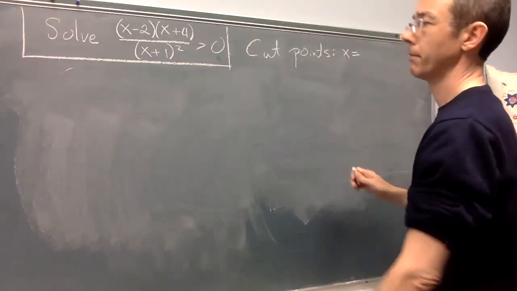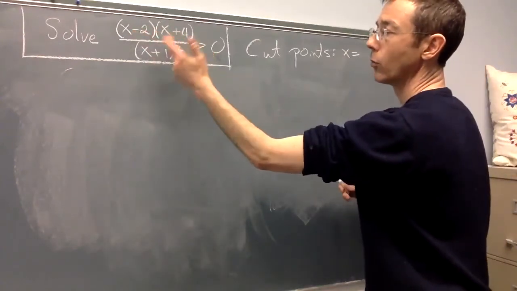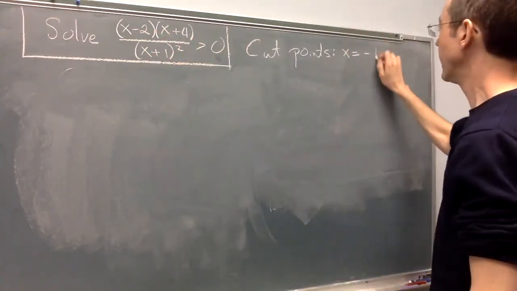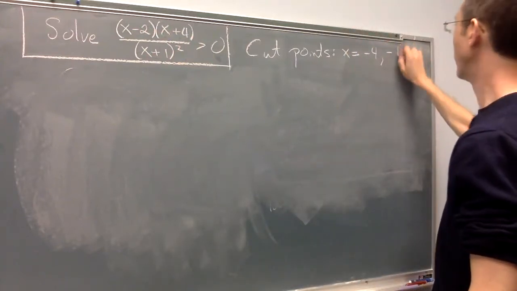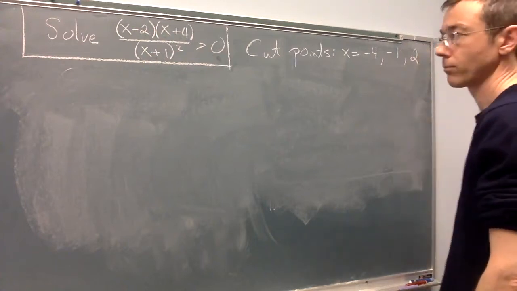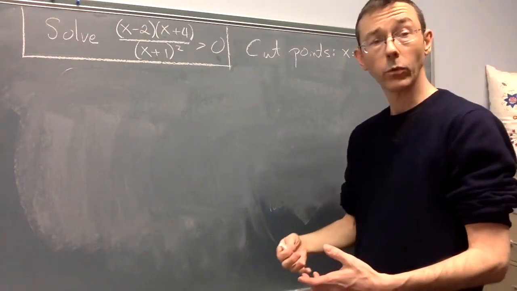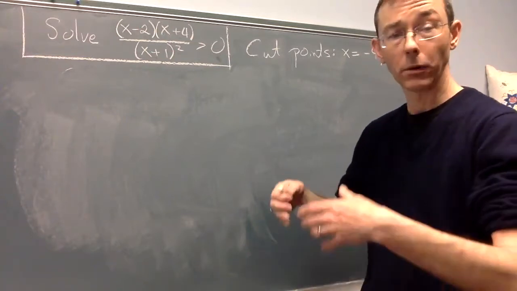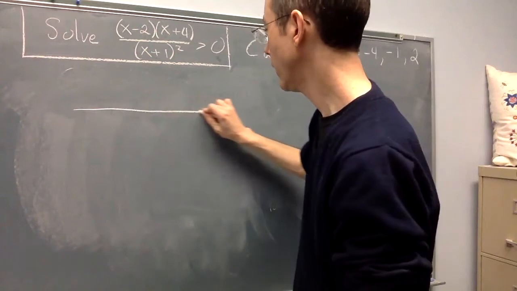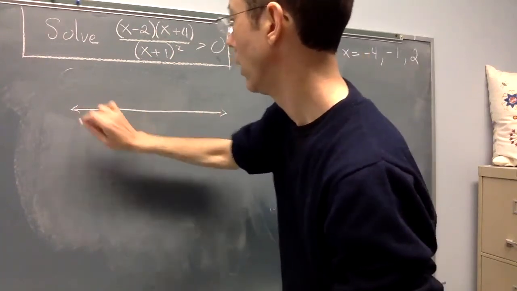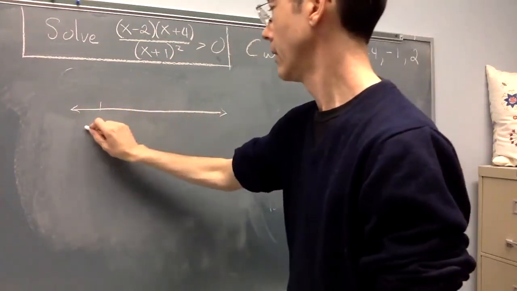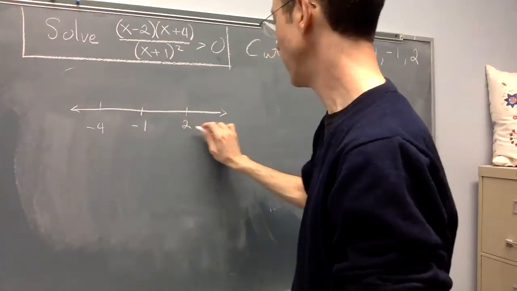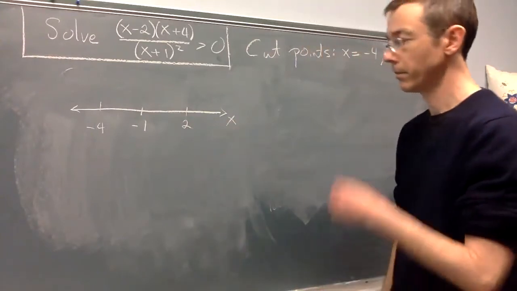And we have three of them here: 2, -4, and -1. Let's write those from smallest to largest. -4, -1, and 2. Great. So those are the only places where the function could possibly change from positive to negative. Let's write those on a number line to get a visual on what's going on here. -4, -1, and 2. And those are all x values.